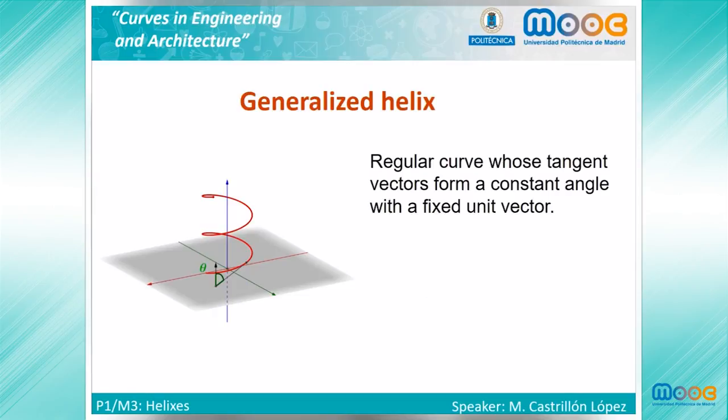We consider this geometric property of the circular helix to define a more general space curve, the generalized helix. A space curve is called a generalized helix if its tangent vectors form a constant angle with respect to a fixed unit vector u. If the curve is parametrized by the arc length, that is equivalent to saying that the inner product of alpha prime and u equals a constant. That constant is the cosine of the angle between the tangents and that unit vector u.